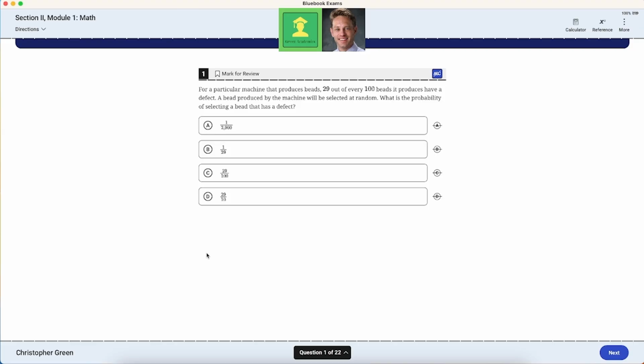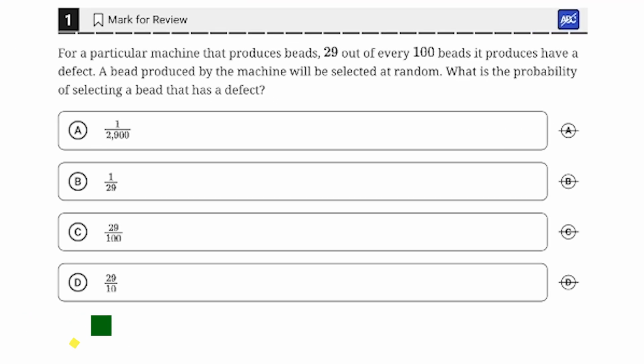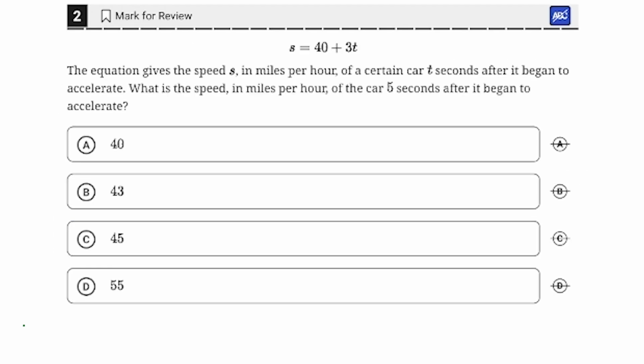Bluebook Digital SAT number 10, Math Module 1. For a particular machine that produces beads, 29 out of every 100 beads it produces have a defect. A bead produced by the machine will be selected at random. What is the probability of selecting a bead that has a defect? This seems very straightforward. It's simply 29 out of 100.